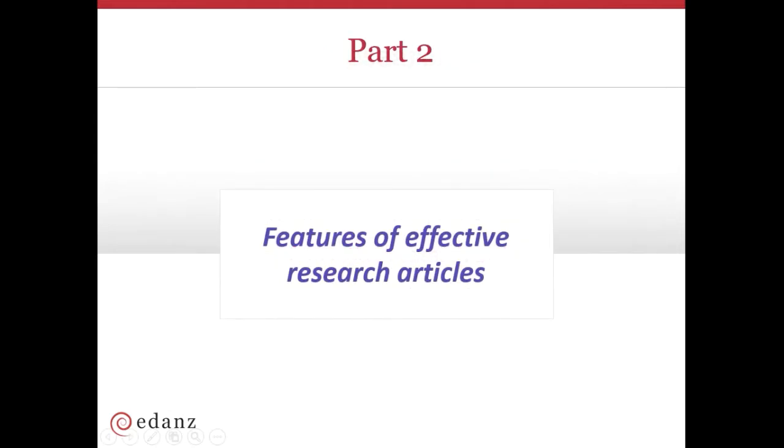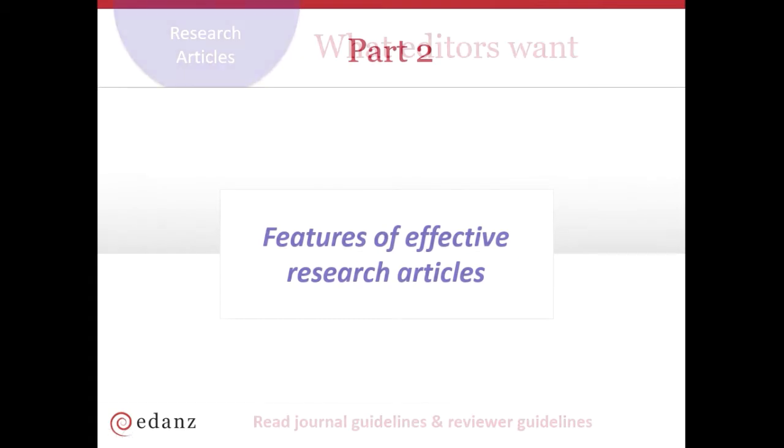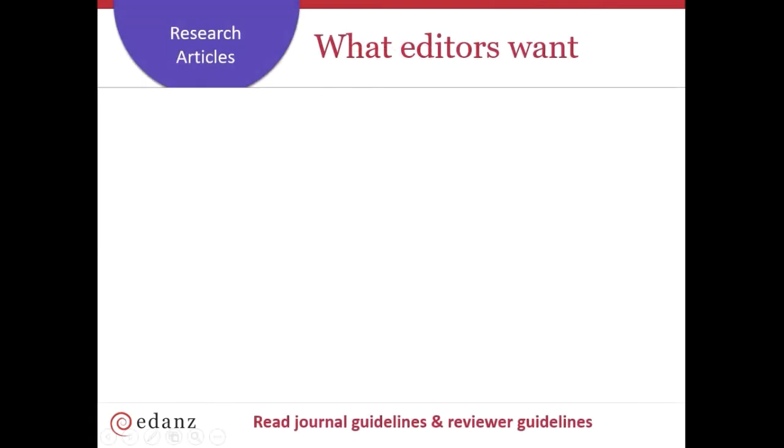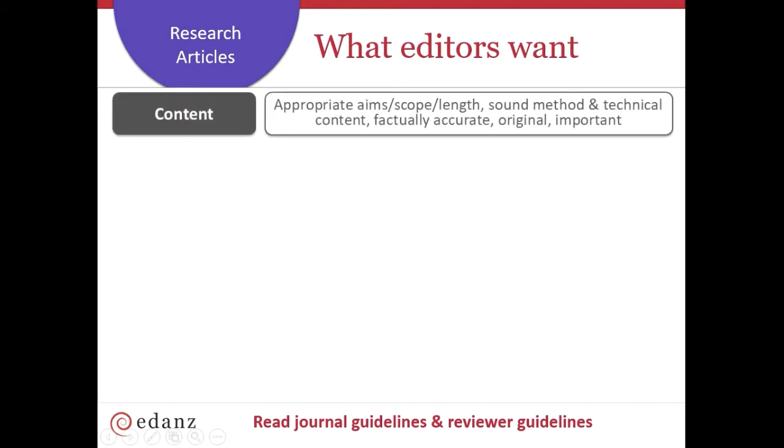In part 1, I said select your journal early. It's a good idea to read all the journal guidelines to know what the editors and reviewers are looking for. Of course, they want good content that matches the journal's aim and scope, and is technically sound, accurate, and not published before.